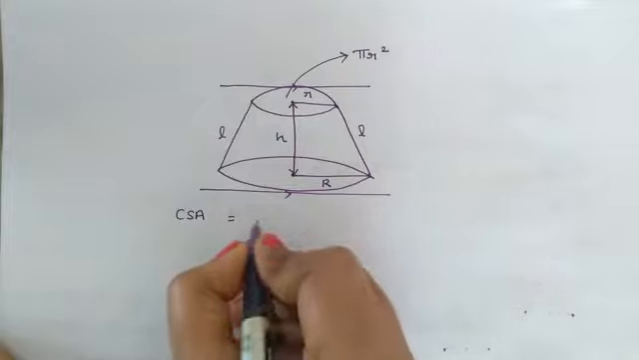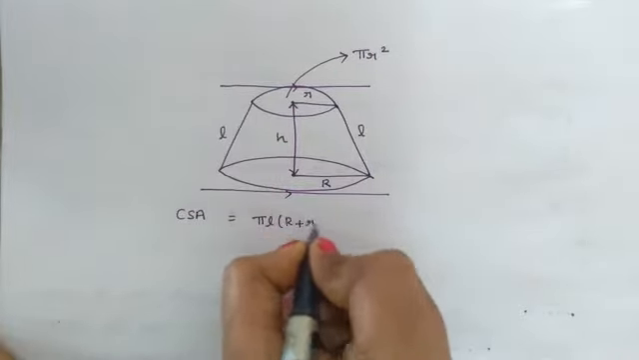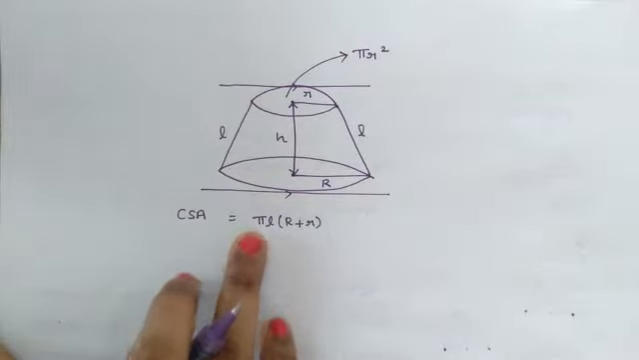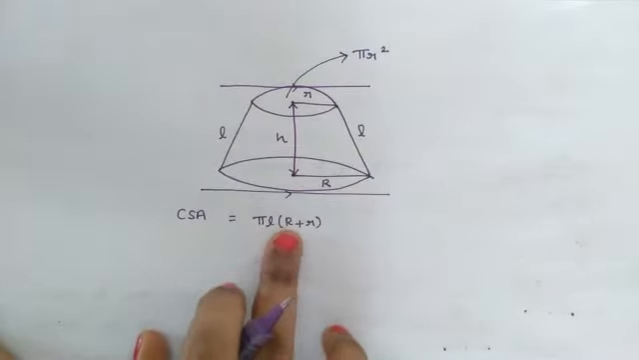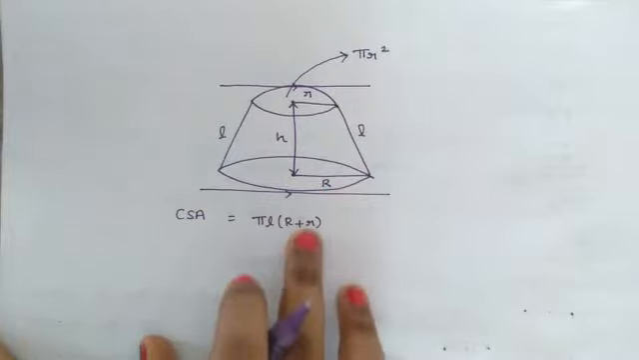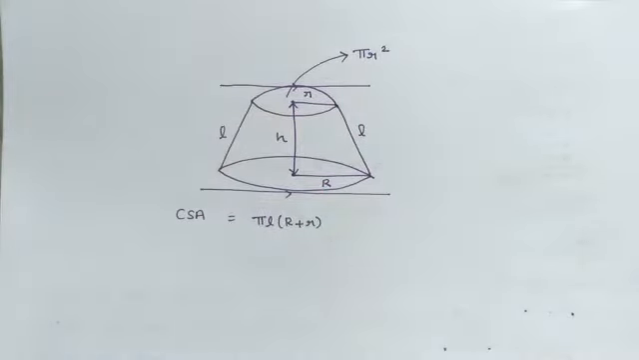What is the formula? The formula is very simple: pi L into (R plus r). So this is the formula, where pi is 22/7, L is the slant height of the frustum, R is the bigger radius, that is the radius of the bottom circle, and r is the radius of the upper circle. Now let's go back to the question and identify these dimensions and come back.